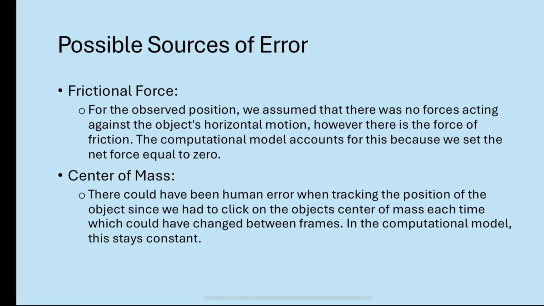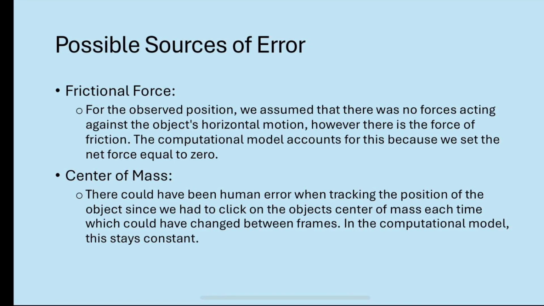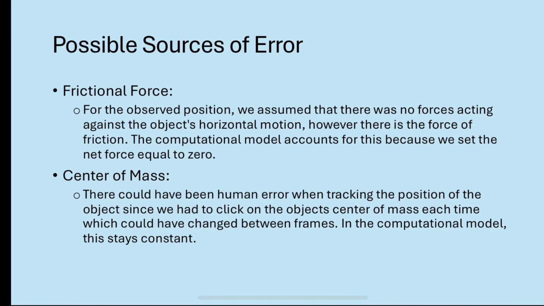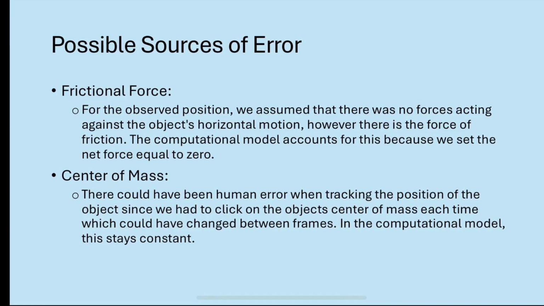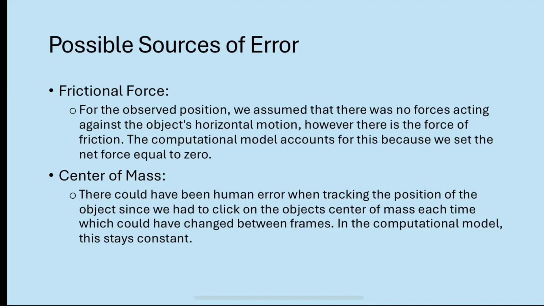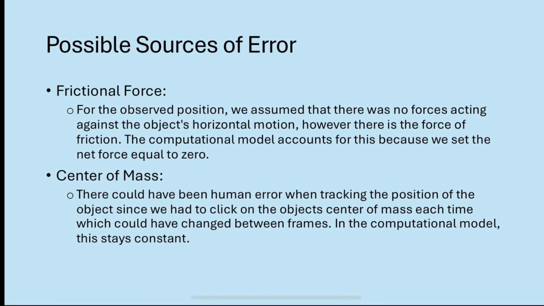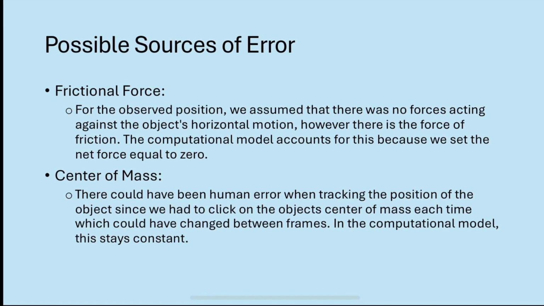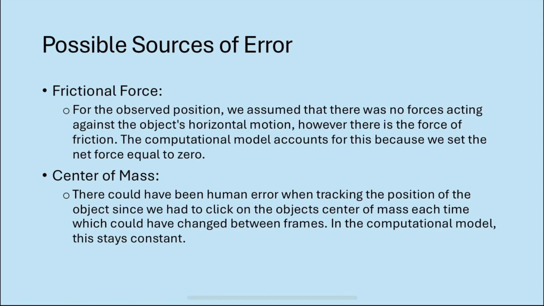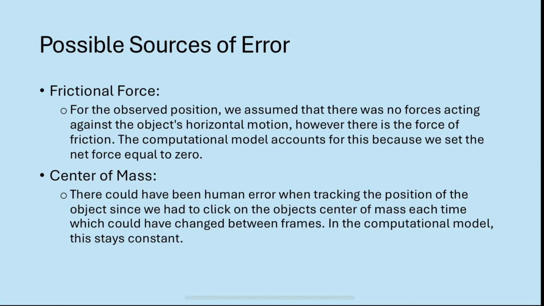Possible sources of error could have included the frictional force. For the observed position, we assume that there were no forces acting against the object's horizontal motion. However, there is the force of friction. The computational model accounts for this because we set the net force equal to 0, which is why it's perfectly linear, and the one for the observed position is not. Also, for the center of mass, there could have been human error when tracking the position of the object, since we had to click on the object's center of mass each time, which could have changed between frames. In the computational model, this stays constant.